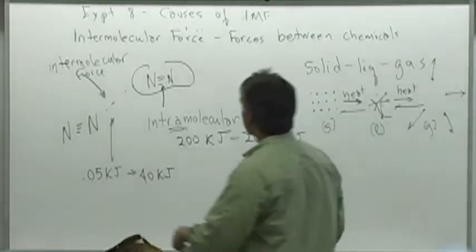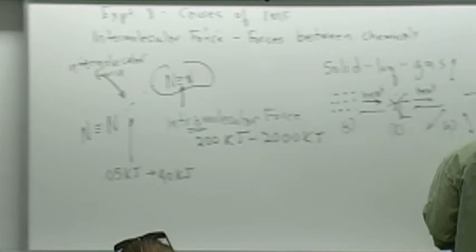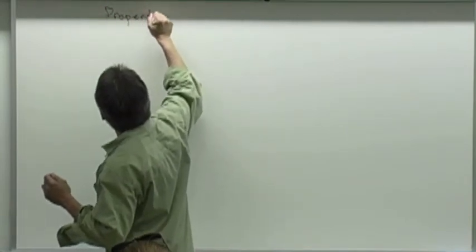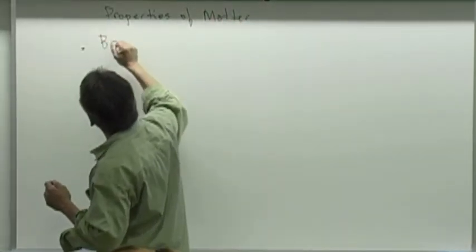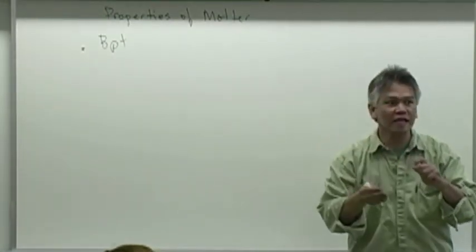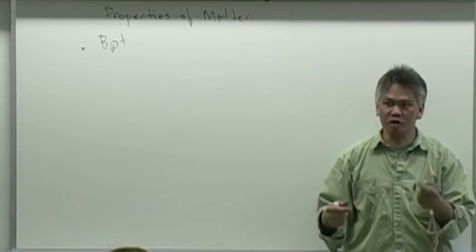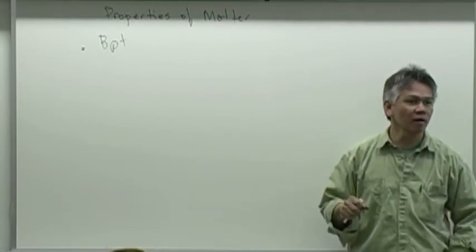Now let me also tell you another thing about intermolecular forces. They are also responsible for the different properties of matter. Some properties of matter include boiling point. Boiling point is defined as the temperature to which you need to raise a substance so that it goes from its liquid state to its gaseous state. What temperature does that occur? The normal boiling point would be at 1 atmosphere condition.